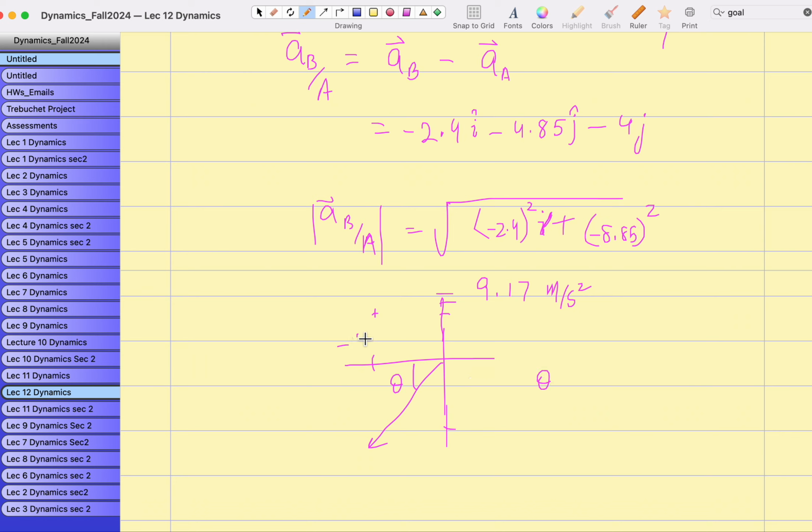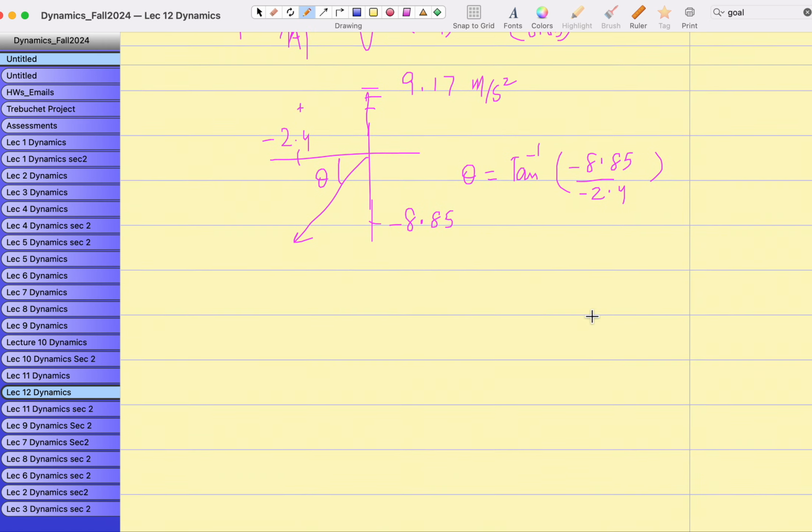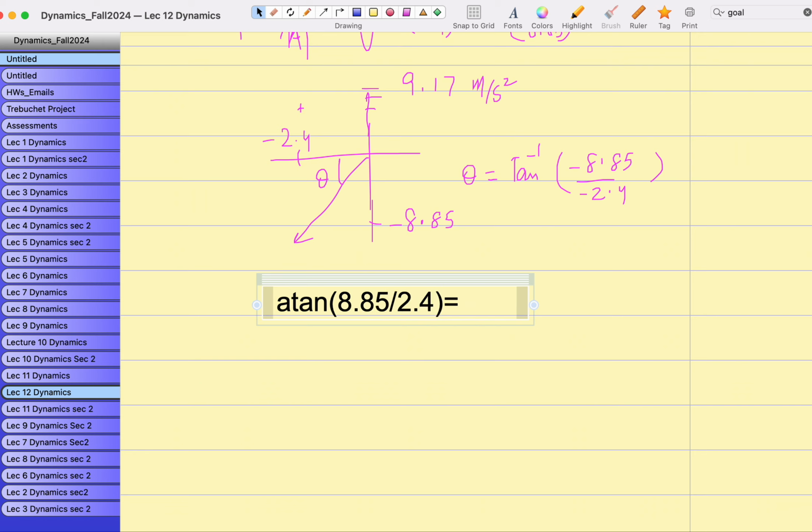So it's a negative side here, so the angle is here, theta. This is negative 2.4, this is negative 8.85, so angle theta equals tangent inverse of negative 8.85 divided by negative 2.4. So if you solve for this, what do you guys get? So let me show you. Arc tangent 8.85 divided by 2.4. I got 74.8 degrees for this angle. This is your answer.